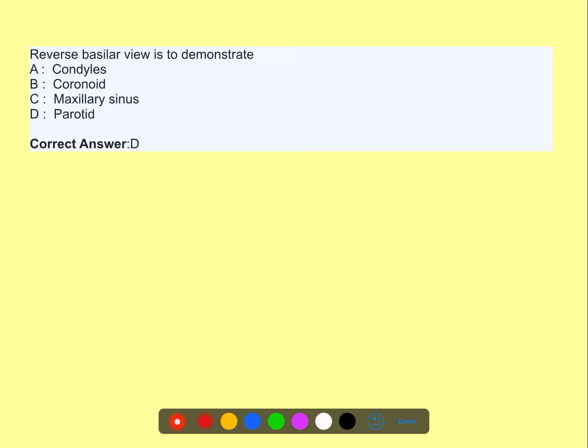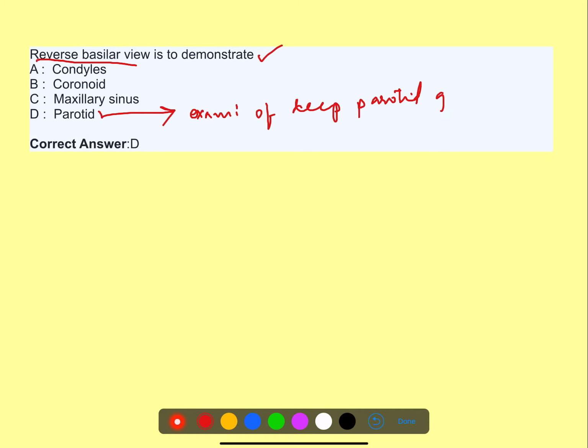Reverse basilar view is to demonstrate, and it is a direct question, a direct line which is given in the textbook. This reverse basilar view is mainly used for examination of the deep parotid gland.